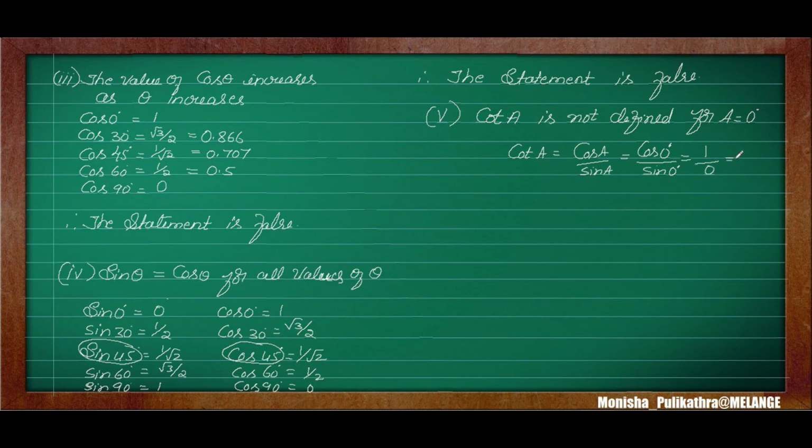So what is 1 by 0? 1 by 0 is nothing but not defined, that is infinity or not defined. They have asked in the question whether cot A is not defined, and we got that answer. Therefore the statement is true. So this is the last question of exercise 11.2. I hope you understood this.